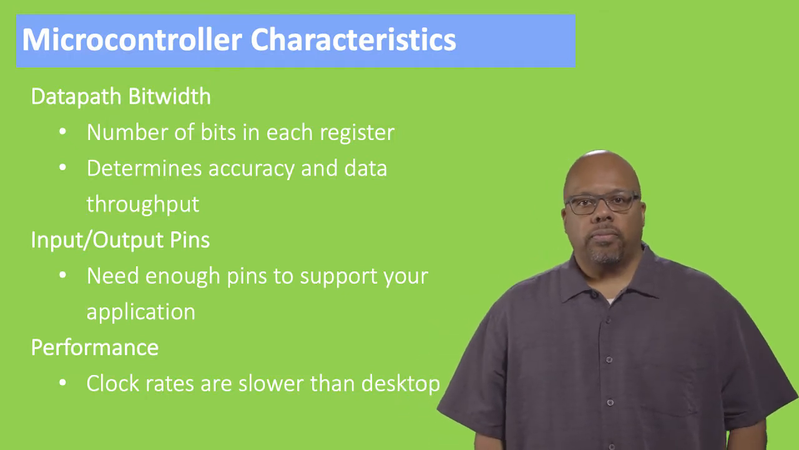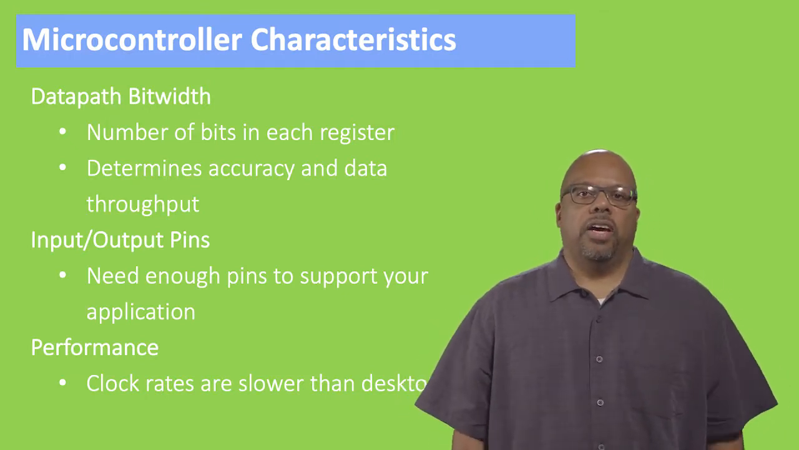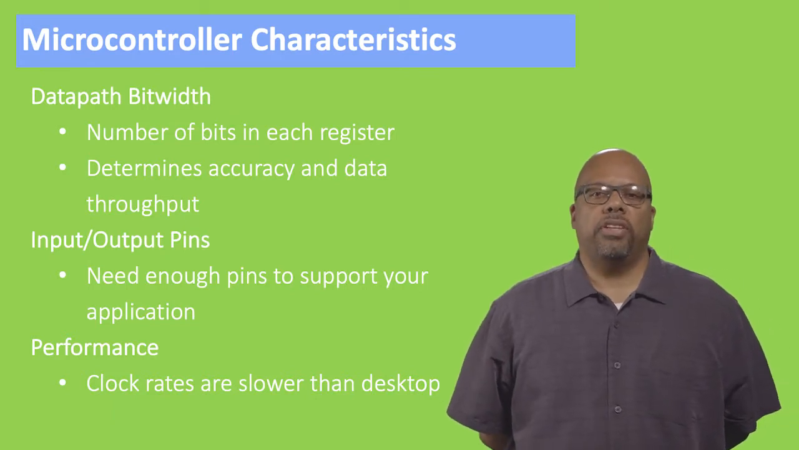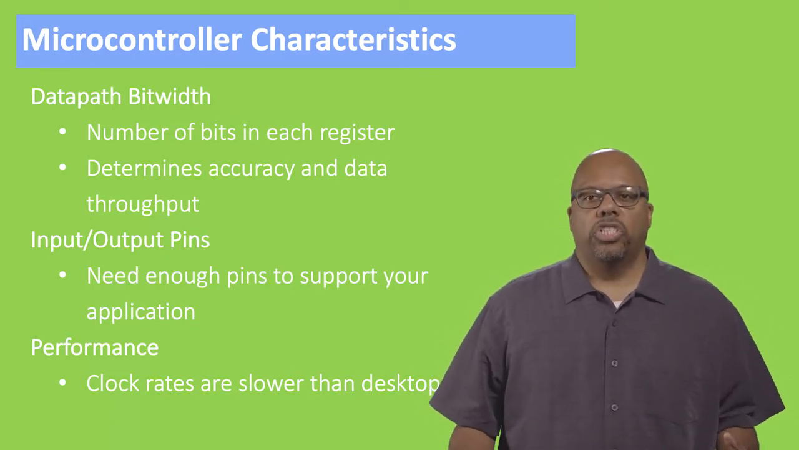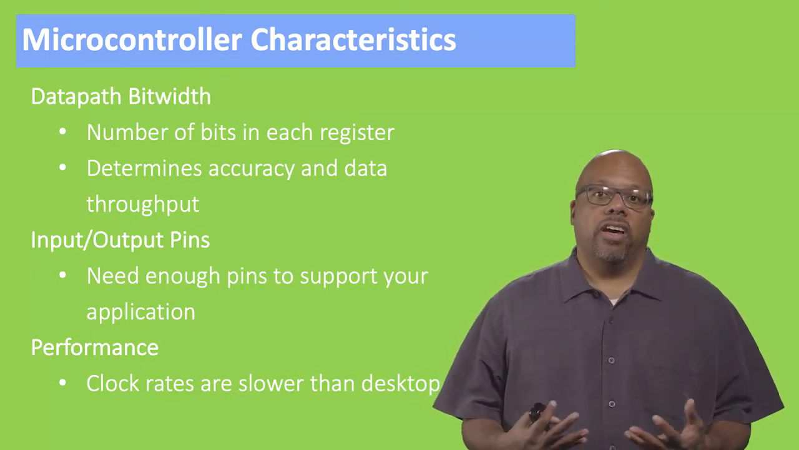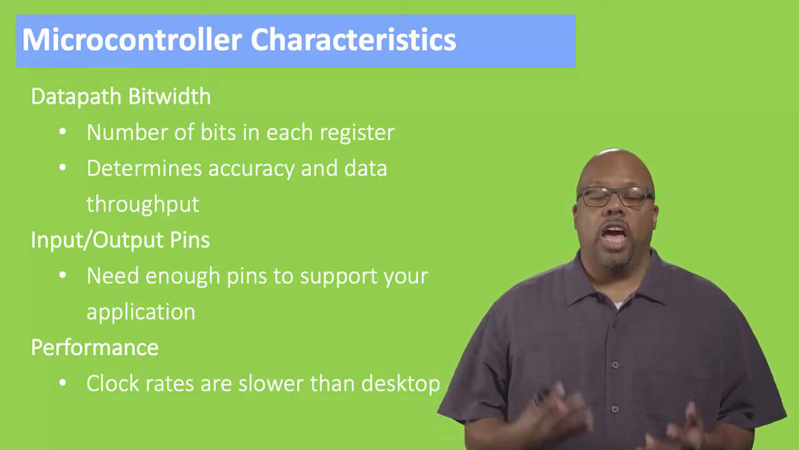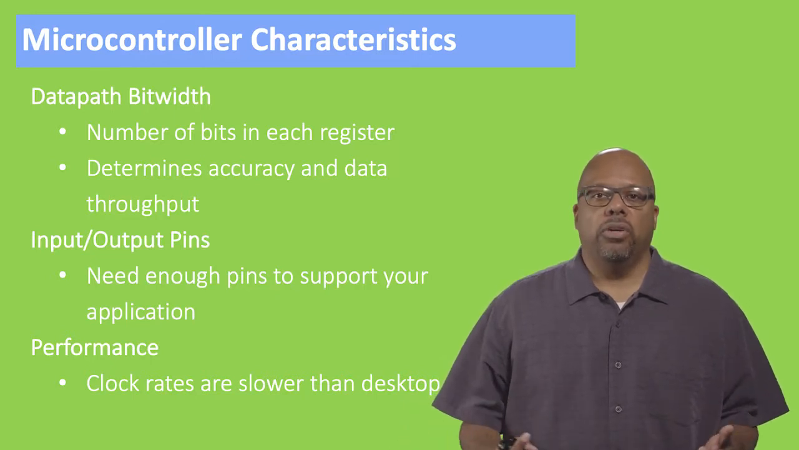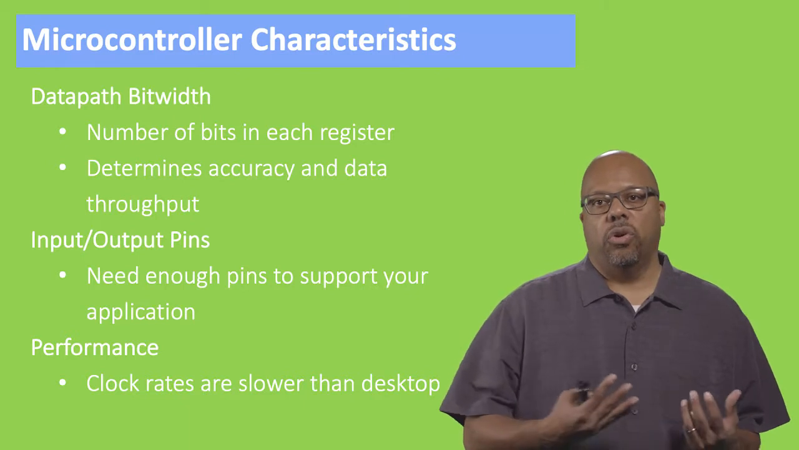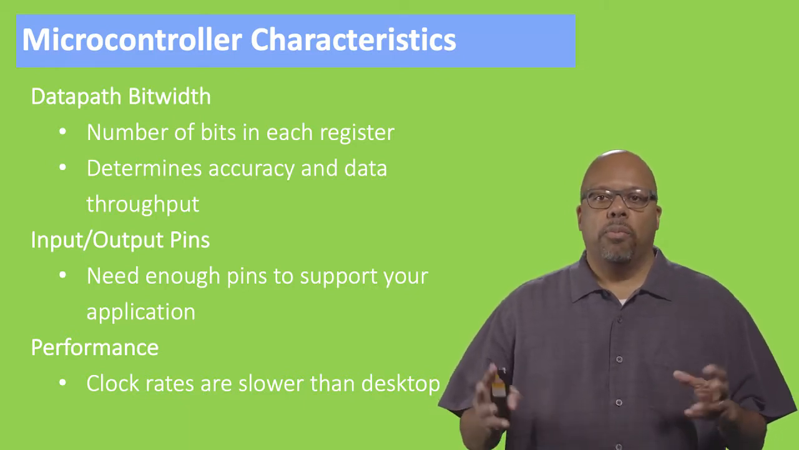Okay, so data path bit width. Bit width means the number of bits in each register. A register is a storage element that stores a number. So the bit width basically tells you the size of most numbers in your system. How many bits? Every number is represented in binary as a series of bits, which are binary digits, either 0 or 1. And the more bits, the better.